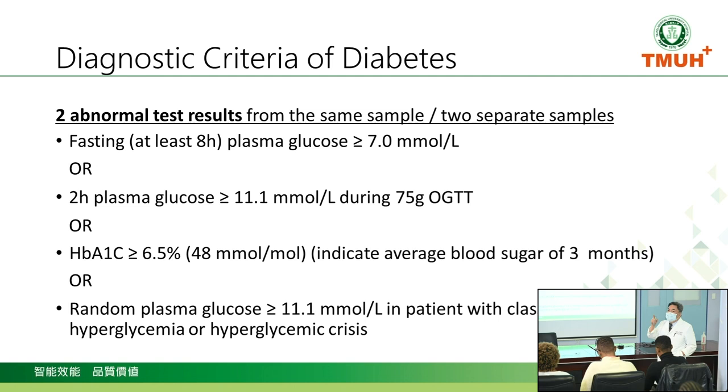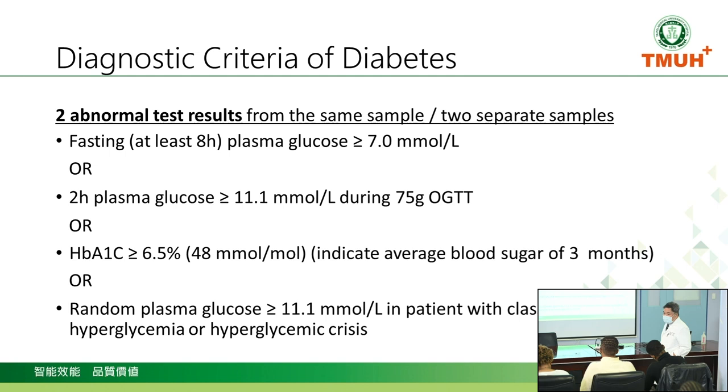At the diabetes class, the doctor will explain this to you, so here I quickly wrap up. Fasting plasma glucose more than 7 millimol per liter. Fasting means at least 8 hours.